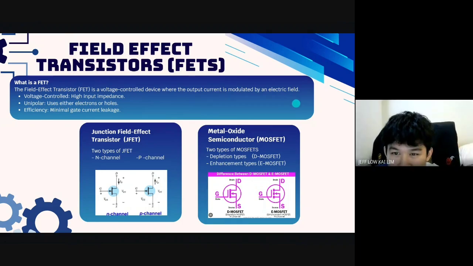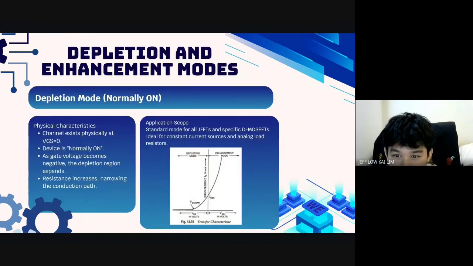Good day, everyone. Today I will be presenting on FET. FET is a fundamental voltage controlled device. As you can see, there are two main families we are discussing today, which are JFET and MOSFET. For JFET, there are two channel types, N channel and P channel. And for MOSFET, we have D-type MOSFET and E-type MOSFET. Next, we'll start with the operating modes.